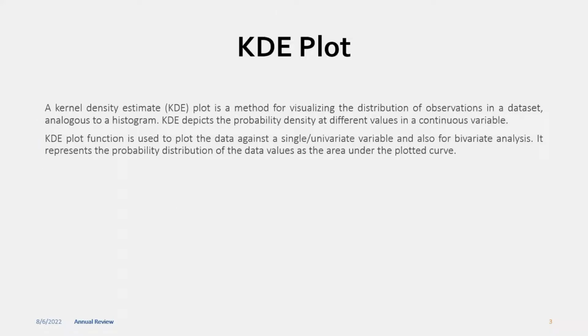So what is a KDE plot? A kernel density estimate plot is a method for visualizing the distribution of observations in a dataset, analogous to a histogram. KDE depicts the probability density at different values in a continuous variable. KDE plot function is used to plot the data against a single univariate variable and also for bivariate analysis. It represents the probability distribution of the data values as the area under the plotted curve.